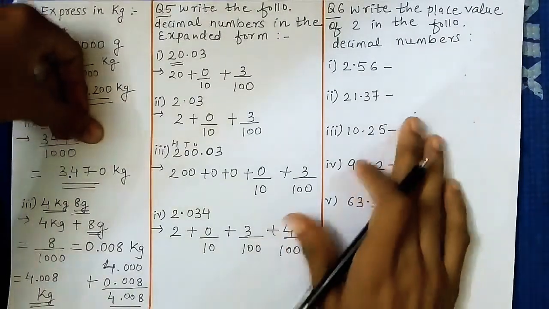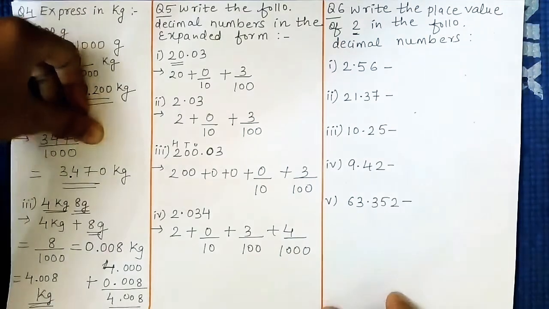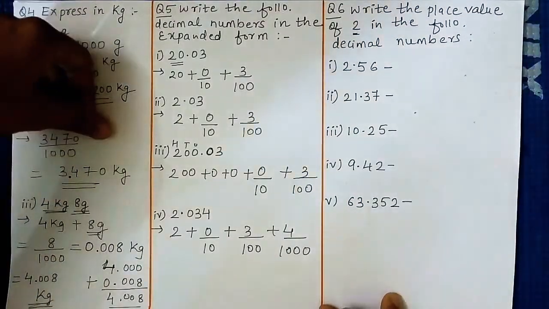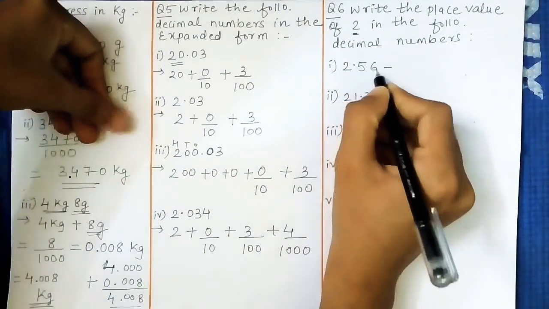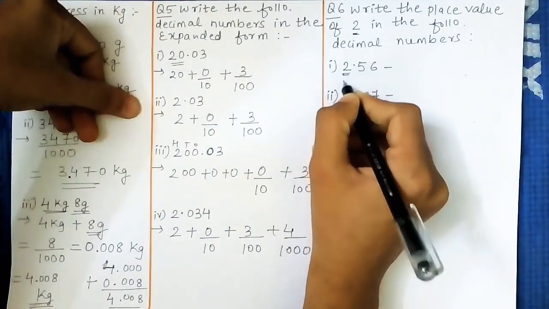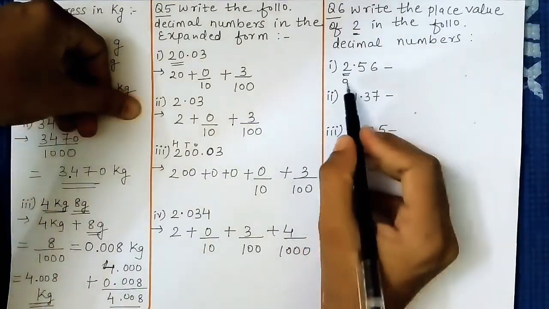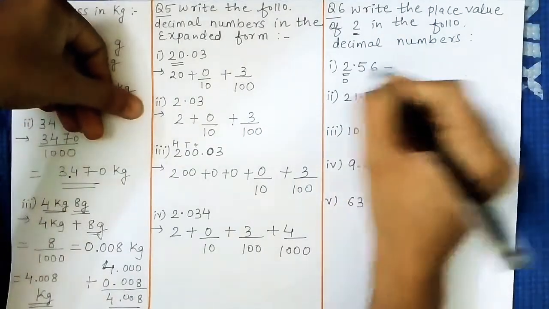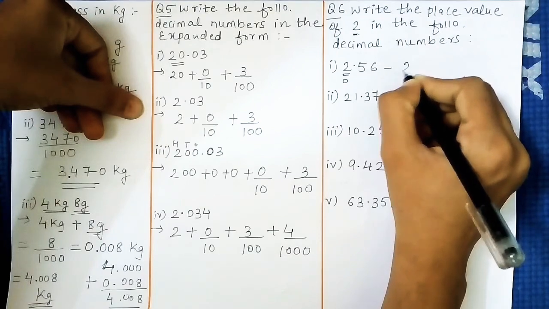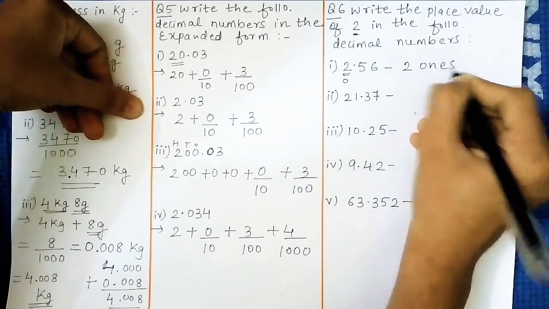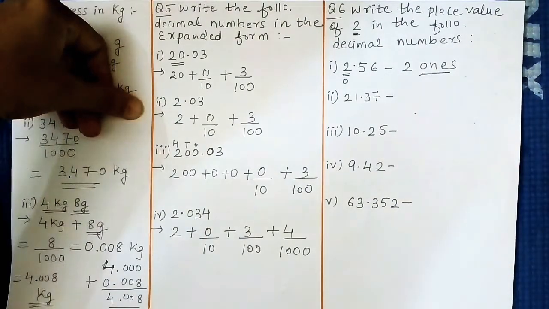Now question 6 is: write the place value of 2. In all the questions you have to show the place value of 2 in these decimal numbers. So first one is 2.56. So 2 is here, so 2 is at ones place. We have seen the decimal place value chart. So this is ones place. So what is the place value of 2? Here the place value of 2 will be 2 ones, or you can write only ones. So that will be the place value of 2.